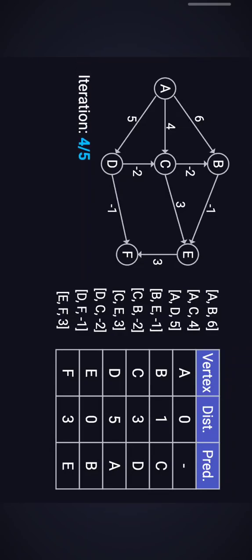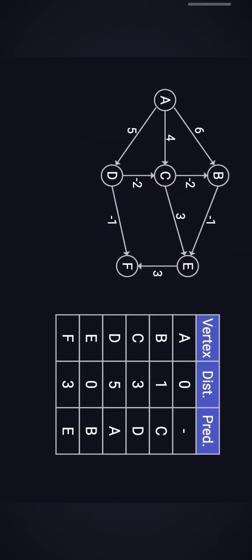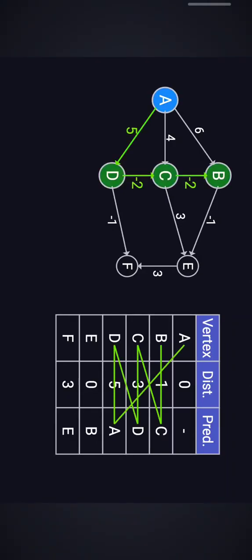By the fourth iteration, no further updates occur. This means the algorithm has converged early, and the shortest path results are now final. The final shortest distances from A to A, B, C, D, E, and F are 0, 1, 3, 5, 0, and 3, respectively. Using the predecessor nodes, we can reconstruct the shortest paths. For example, the shortest path from A to B is A to D to C to B with a total distance of 1.